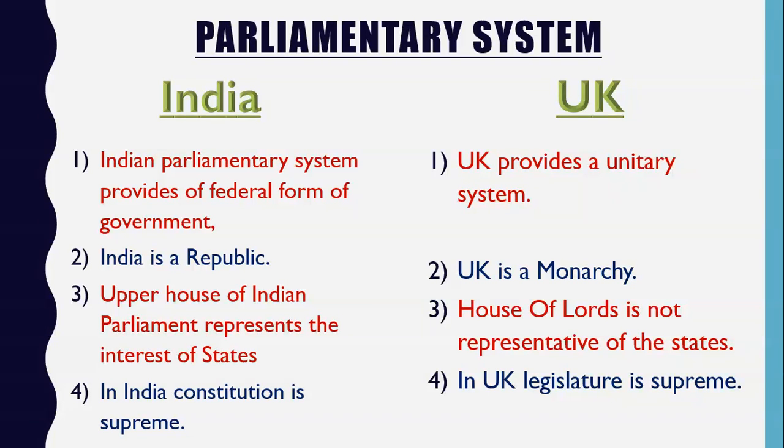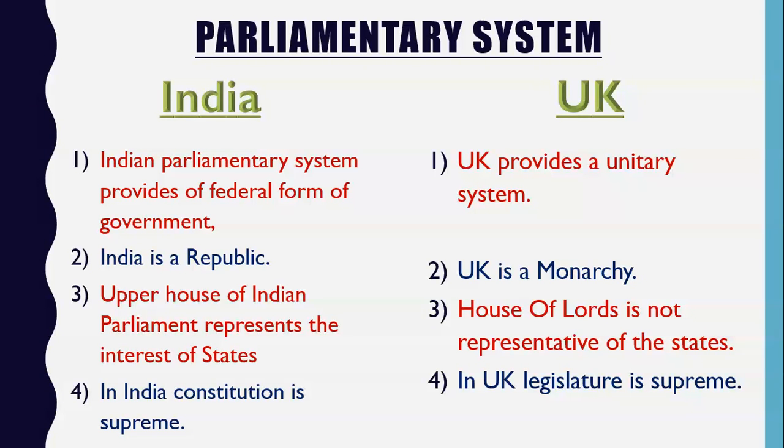But friends, in the UK, as we all know, the UK has an unwritten constitution. So in the UK, the constitution is not supreme. In the UK, the legislature is supreme. It means that the legislature is most powerful. The legislature is more powerful than the constitution. The legislature can change the constitution according to its wish. Why? Because each and every enactment of the legislature will become part of their constitution. So these were the differences between the parliamentary systems of India and the United Kingdom.